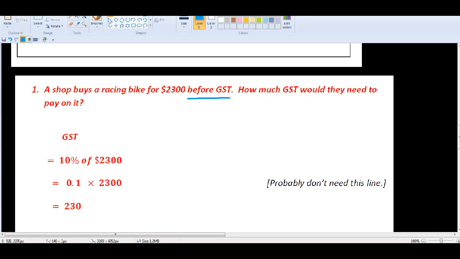Okay, so they need to pay GST. How much? You see, they are going to ask you how much GST, so only the GST you need to calculate. So remember, GST is 10% of the price before GST. So you just use 10% times 2,300. Last time we learned that for a percentage like 10%, you don't need your calculator. You just think about it. It's just times 0.1 or 1/10. Just move your decimal point to the left by one digit, so it becomes 230, right? Okay, so they will pay 230.